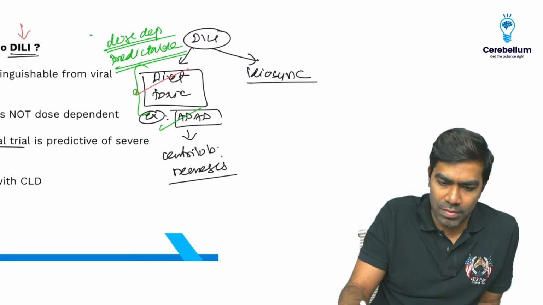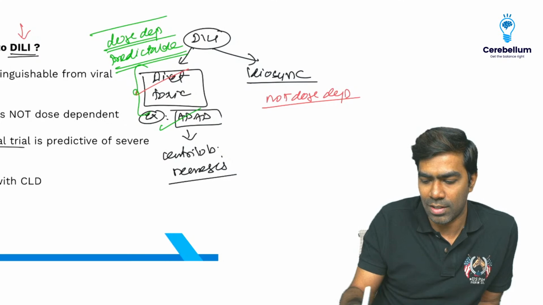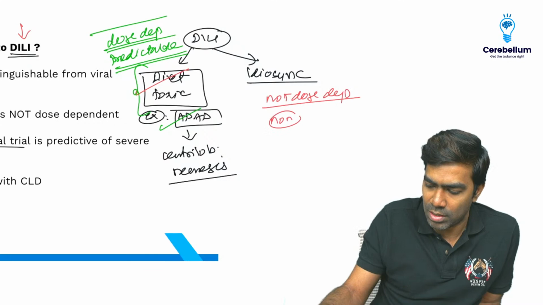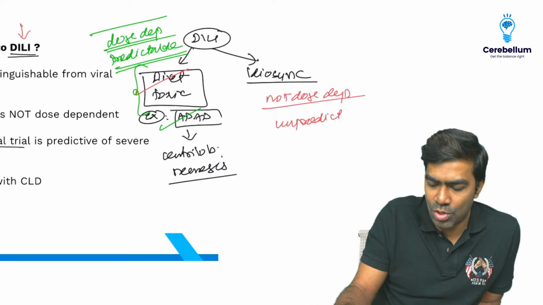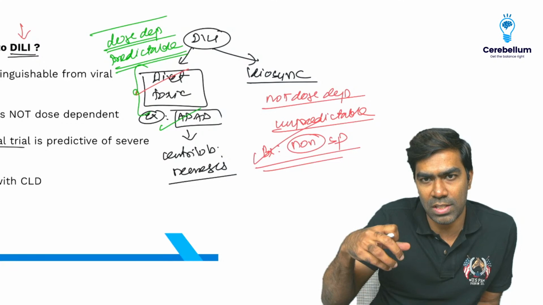Whereas idiosyncratic reactions are not dose dependent. It can occur at any dose, even at the usual doses that we use in therapeutic practice. They don't have any specific pattern and they are not predictable. They can occur in any individual that we use this drug upon. And the biopsy will be non-specific. It can mimic a viral hepatitis also. We don't have any specific injury pattern with idiosyncratic reactions.